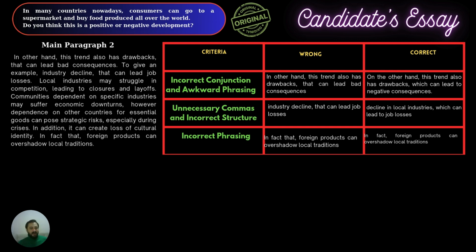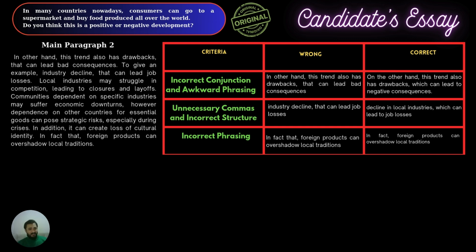Okay. In other hand, this trend also has drawbacks that can lead bad consequences. First of all, it's on the other hand, and second one, that can lead bad consequences, should be which can lead to negative consequences. You are starting with such vocabulary and then continue with bad. What does it mean? Bad is so elementary here. Okay. So unnecessary commas and incorrect structure. So let's go.